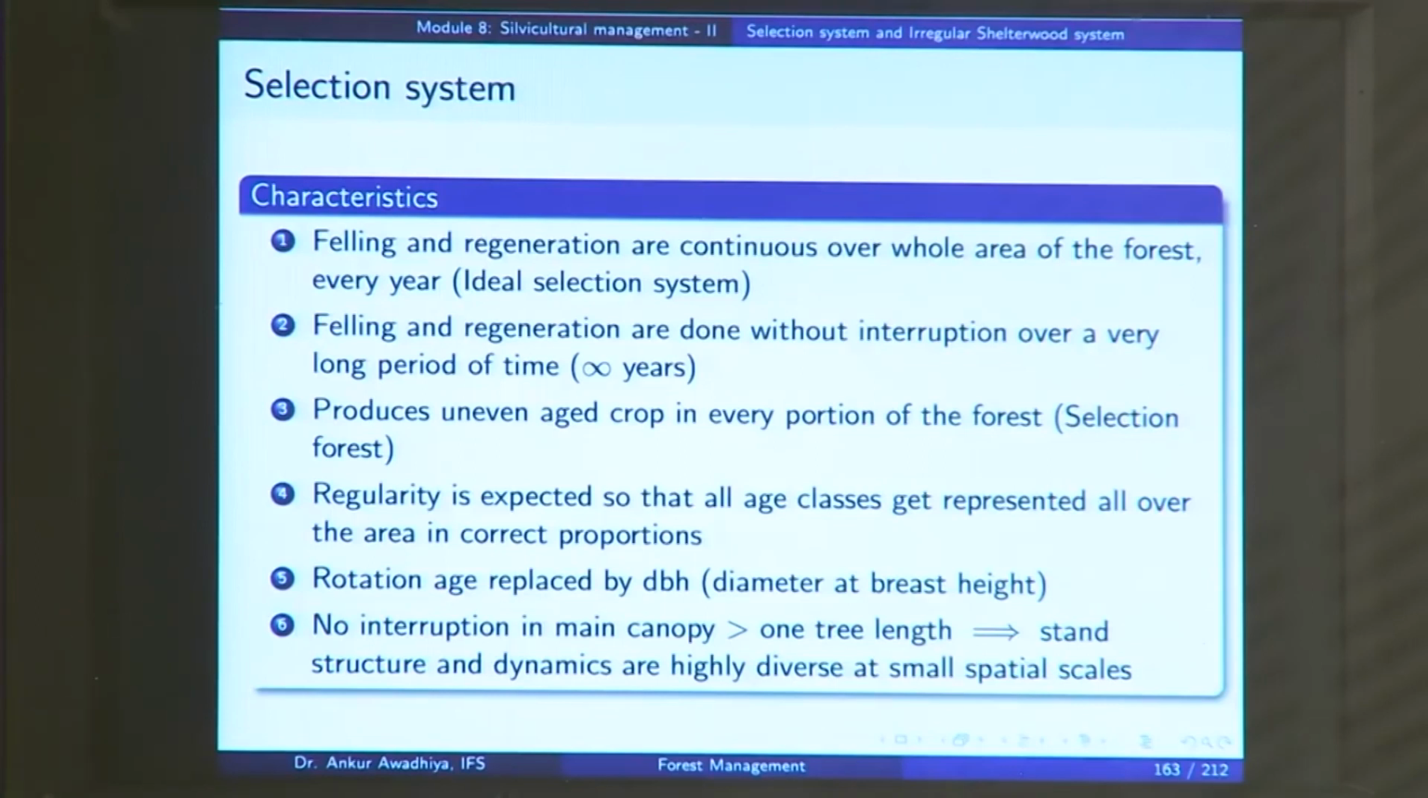Next, no interruption in the main canopy, because you are working all over the forest at all times, and you are removing only those trees that are above your selection girth or selection DBH. So, there is no interruption in the main canopy that is greater than 1 tree length, which means that your canopy is continuously maintained all over the forest. There will be very small gaps that you create, but other than that you have a nearly continuous canopy at all times in perpetuity in the case of a selection forest.